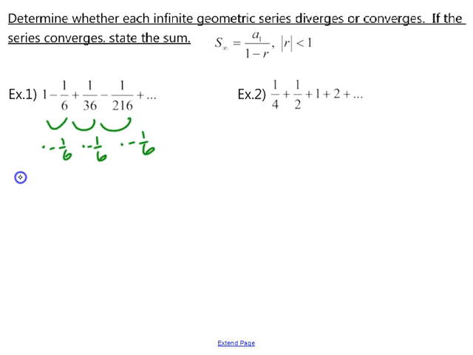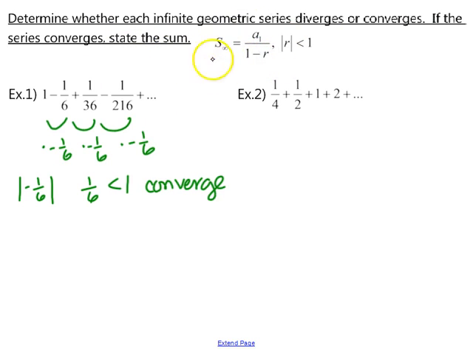Then we need to take a look at the absolute value of that common ratio. So the absolute value of negative 1/6 is 1/6. And then the question is, is this value smaller than 1 or greater than 1? Positive 1/6 is less than 1, which means that our series is going to converge. So, since it converges, we need to do the second part of the problem, which is to state the sum.